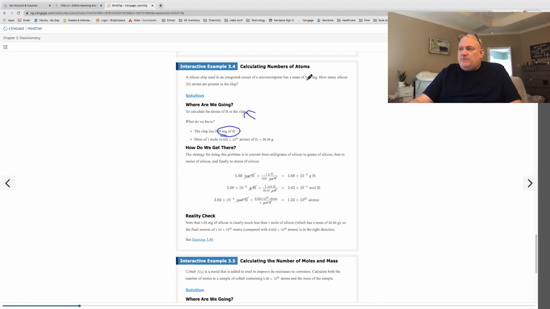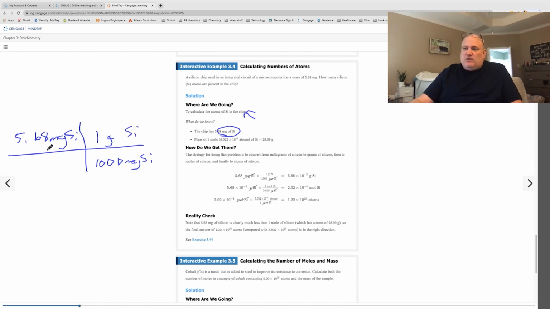So they say a microcomputer chip has 5.68 micrograms, or milligrams. You could start off in your table by going 5.68. Is that micrograms? It's actually milligrams. Oops. Of silicon, and you could work your way across step by step. Now, we don't have a conversion between milligrams and atoms or moles, but we do know that there are 1,000 milligrams of anything in 1 gram of that thing. So we can just go like this, and our first step is to convert to grams, and then if we keep on moving, we go from grams.